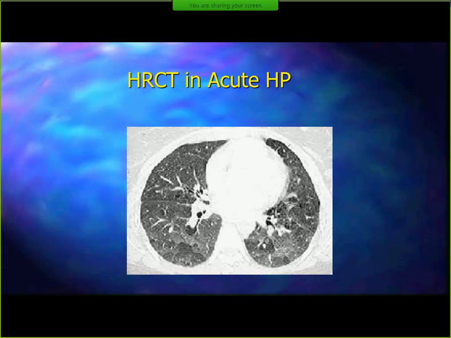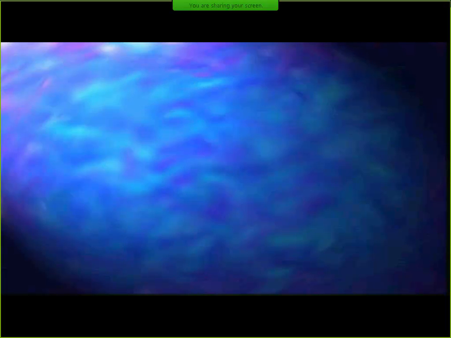So it could be acute, and that's acute. What do you see here? Ground glass. So it's an acute inflammatory process. You don't see fibrosis, just ground glass. That milky, hazy type look to the X-ray, to the CAT scan.